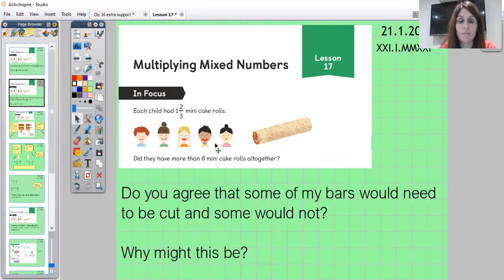So hopefully you have had a go at using bars. And I want you to think, do you agree that some of the bars would need to be cut and some wouldn't? And why might this be? So just think for yourself, if some of them aren't cut, why are they not cut? All right. Okay, so we're going to have a look at this in a bit more detail. If you want a bit more time, just have a go at working it out for yourself before we talk through it. Pause the video now.